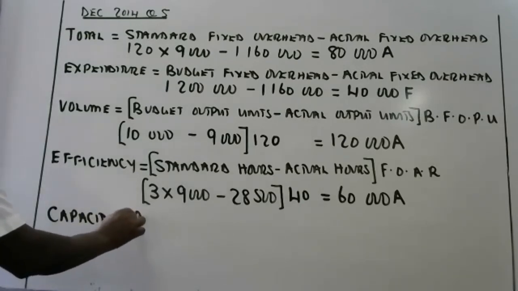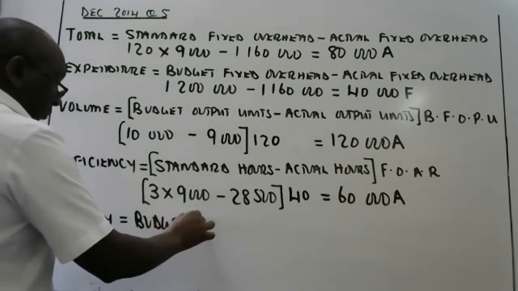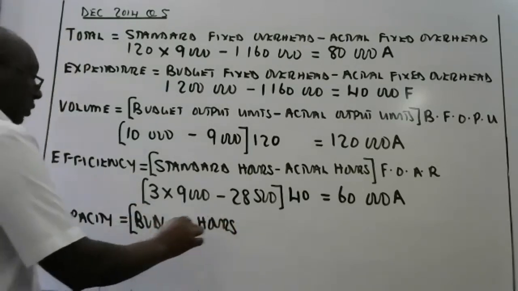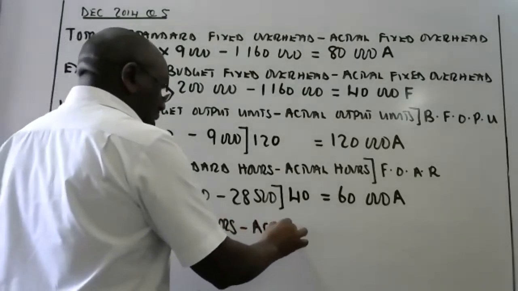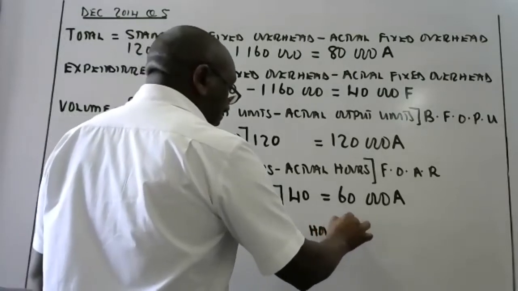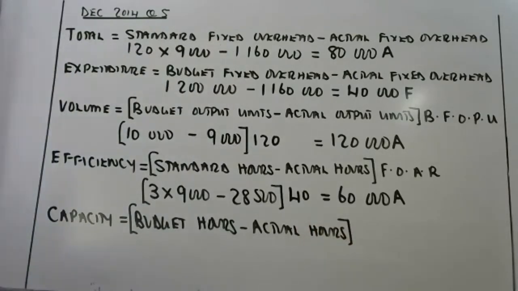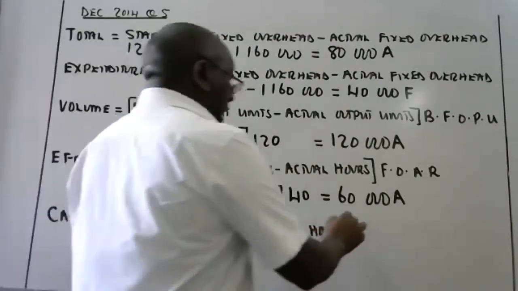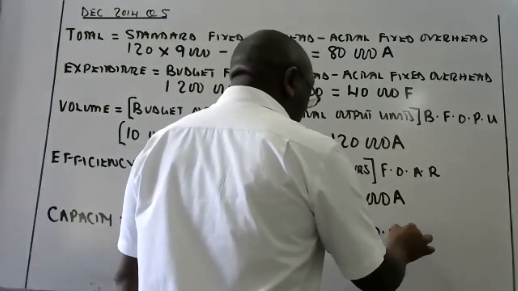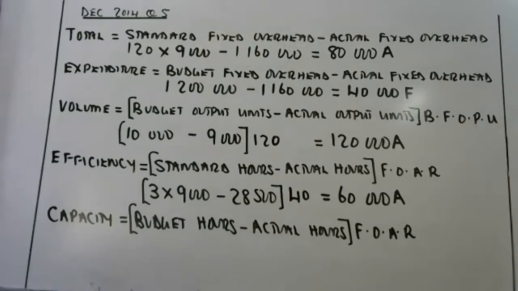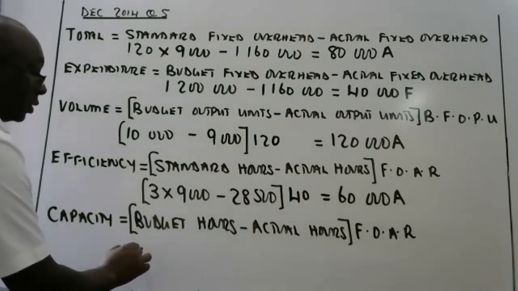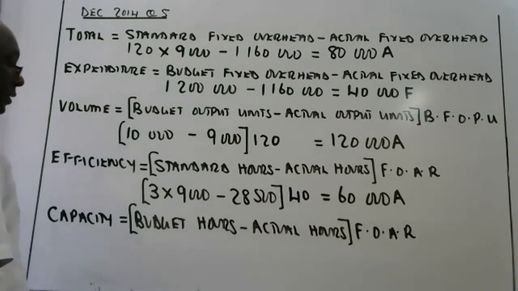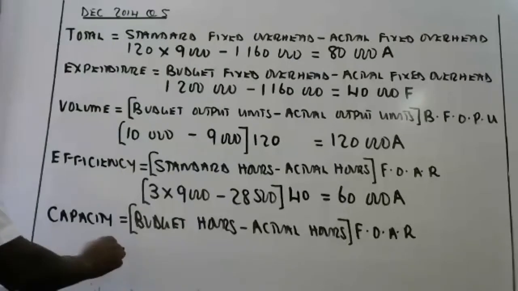Capacity is given as budget hours minus actual hours. Budget hours minus actual hours, you multiply by FOAR. So our budget requires how many units? 10,000 units. And the hours, each taking 3 hours, 30,000.